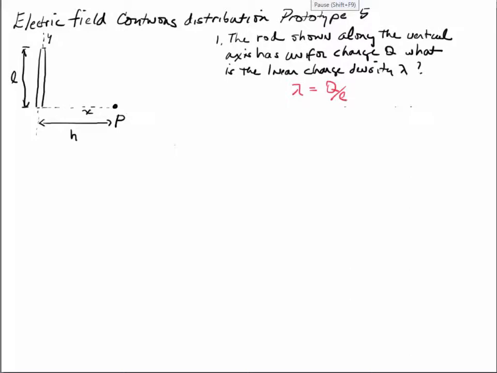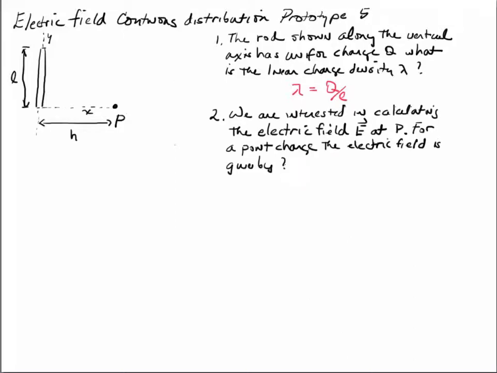Okay, as we see, the charge density is given by the total charge divided by length, and that's going to give you charge per unit length. So if I want the total charge, I would simply multiply by the length, and I have the total charge.